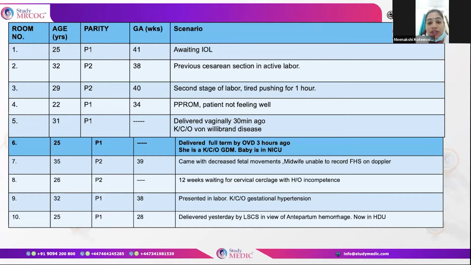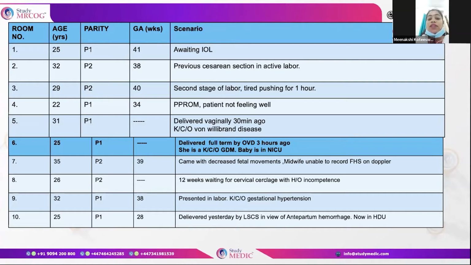So my next priority is going to be room number 4, who is a primigravida at 34 weeks of gestation, who's had PPROM, and the patient is not feeling well. May I know her findings? Yes. She has been leaking for 20 hours. But right now she feels unwell, and the pulse is around 110 beats per minute, blood pressure 90/60, temperature is 39, and respiratory rate is 22 per minute. Uterus is tender. There is fetal tachycardia, and on speculum examination, it is 2 centimeters dilated, but a foul smelling liquor is noted, and CTG shows tachycardia.